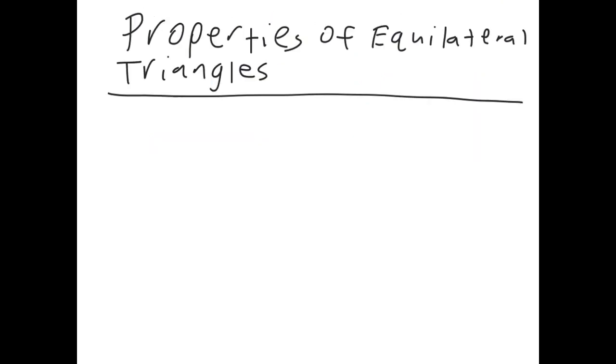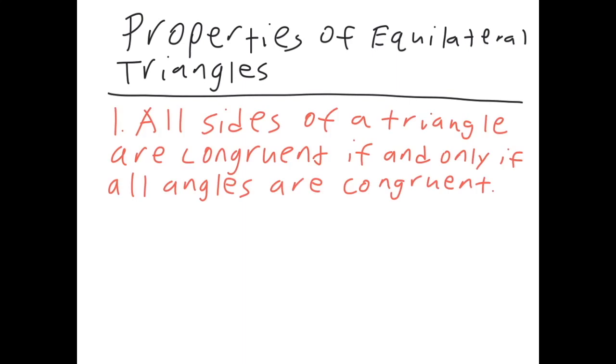Next we're going to talk about properties of equilateral triangles. First property is all sides of a triangle are congruent if and only if all angles are congruent. First thing I want to mention is if you ever see this phrase, if and only if, it means it works both ways. So you can read it as all sides of a triangle are congruent if all angles are congruent.